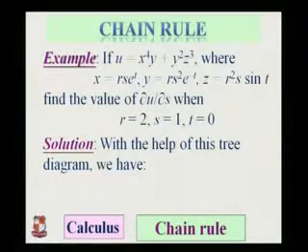Example: if u is equal to x raised to 4 into y plus y square into z cube, where x is equal to r s e raised to t, y is equal to r s square e raised to minus t, z is equal to r square s sin t. Find the value of del u by del s when r is equal to 2, s is equal to 1, t is equal to 0. So we can also draw our tree diagram here.